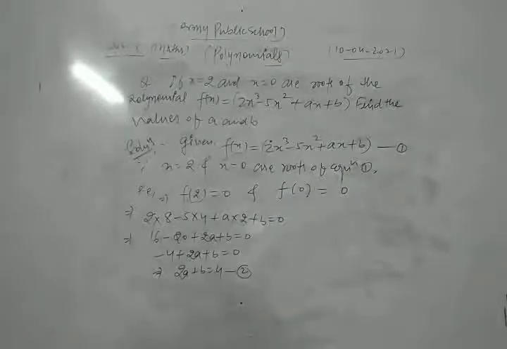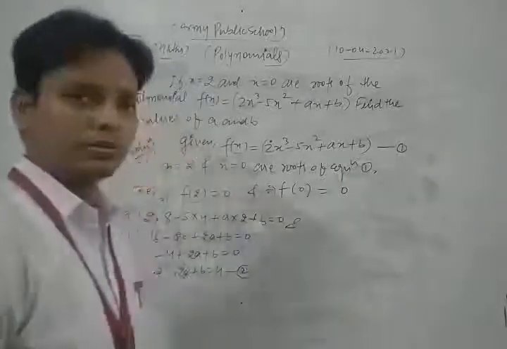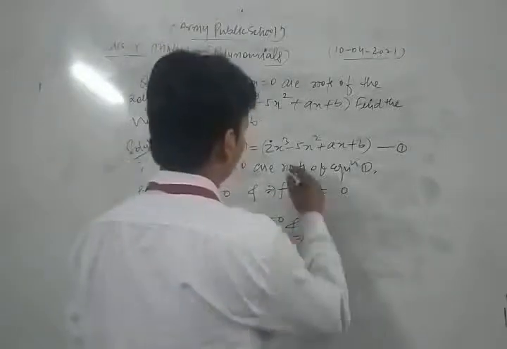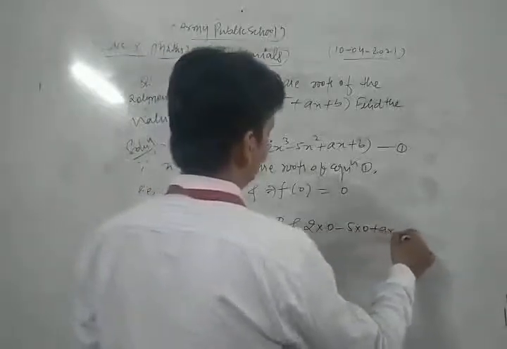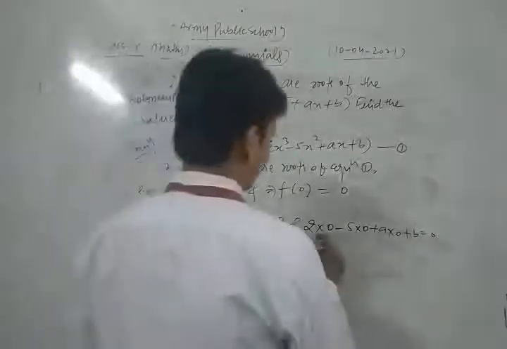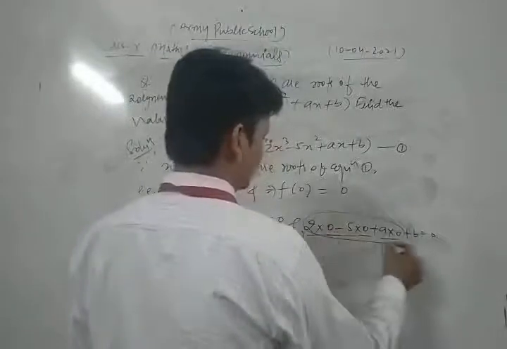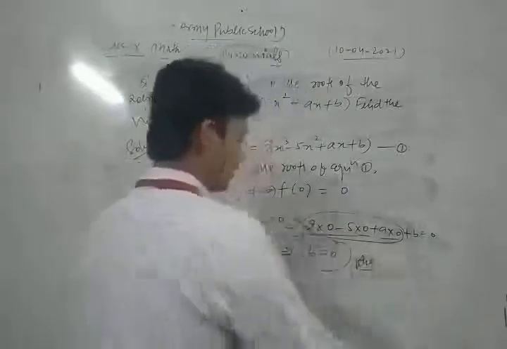Now we apply the condition f of 0 is equal to 0. If we replace x by 0, we get 2 into 0 minus 5 into 0 plus a into 0 plus b is equal to 0. Dear students, thus the terms are 0, so b is equal to 0. Thus the value of b is 0. This is the first answer.